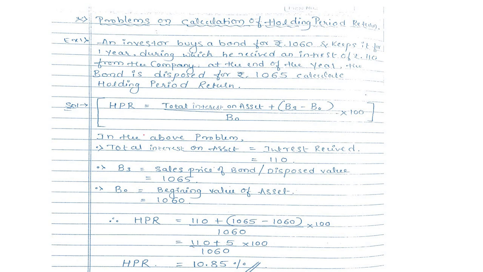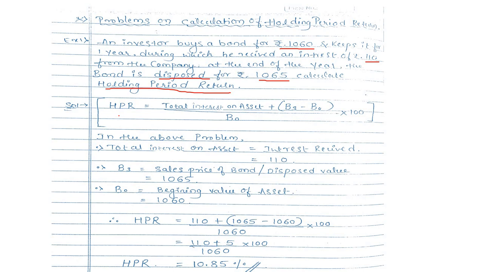The example is: an investor buys a bond for rupees 1060 and keeps it for 1 year, during which he received an interest of rupees 110 from the company. At the end of the year, the bond is disposed for rupees 1065. Calculate the holding period return. This is the information given, and we have to calculate the holding period return.